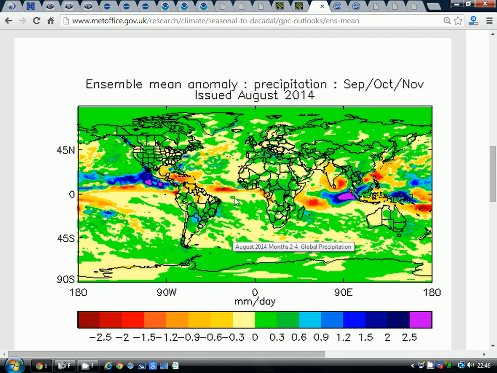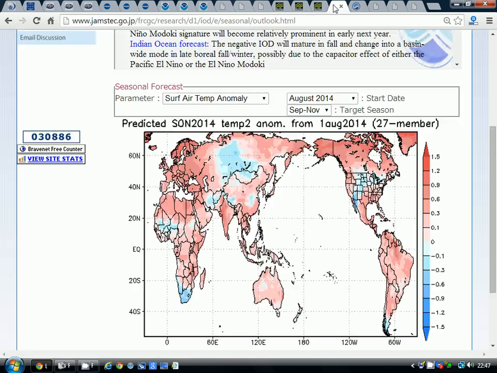Going through to precipitation forecast, no surprise, it's seeing a wetter than average autumn. So we're back to warmer and wetter with the UK Met Office. Hugo van der Doel very much looking on his own with this.